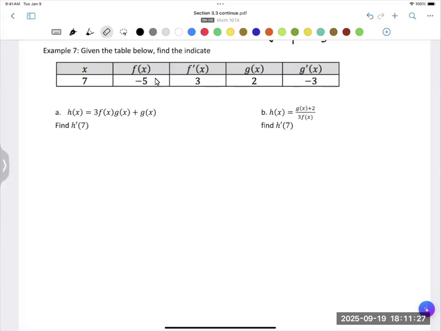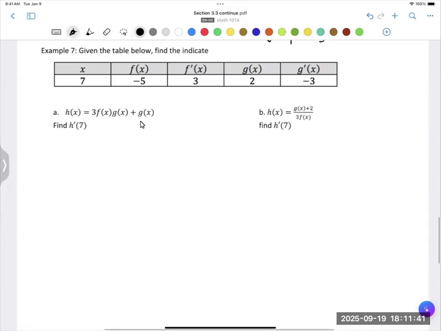Now, let's say we have a table. How do we find the derivative of the indicated value? Okay, so our h of x is equal to 3 times f of x times g of x plus g of x. And we want to find the derivative of this. So h prime of x is going to be, this is the sum of two different functions.